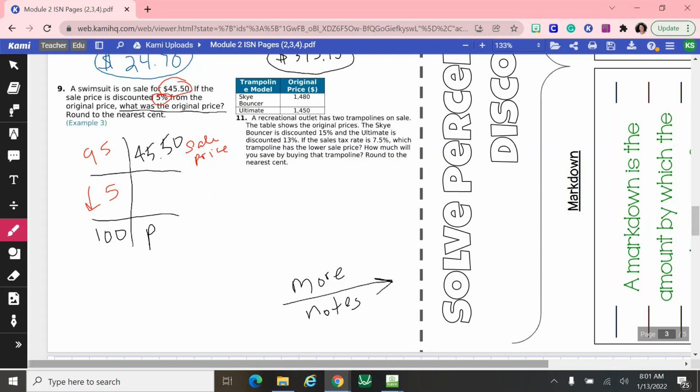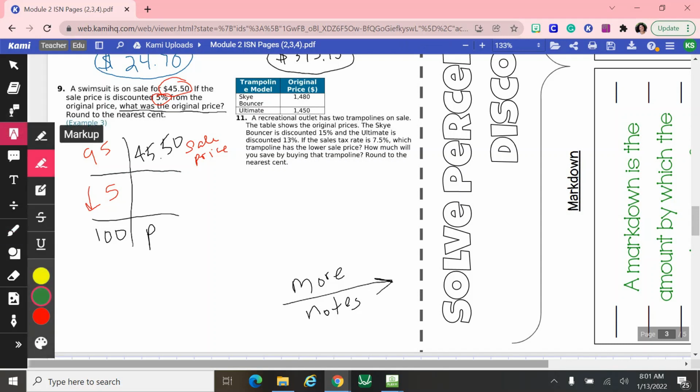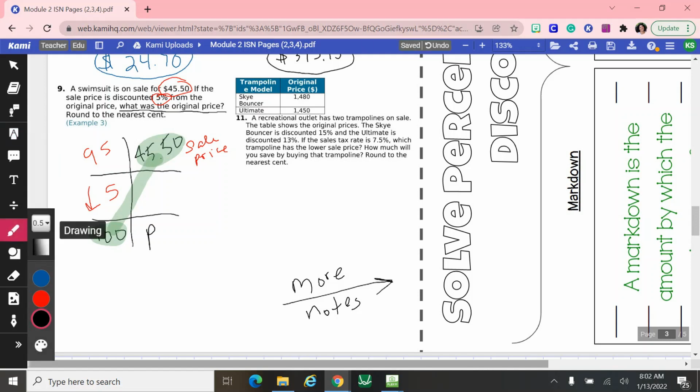So we have enough information for us to be able to use cross multiplication. Do not get connected or emotionally attached to dividing by 100. The way that we are using this strategy, using cross products, is we are multiplying the two numbers that are diagonal from each other. In this case, it's 100 times 45.50. And then we're going to divide by the 95. So to find our price, I'm going to write that down.